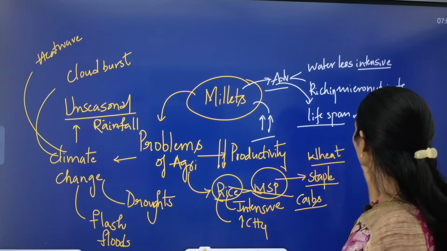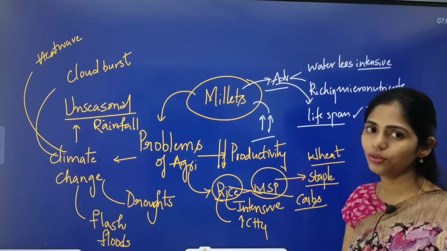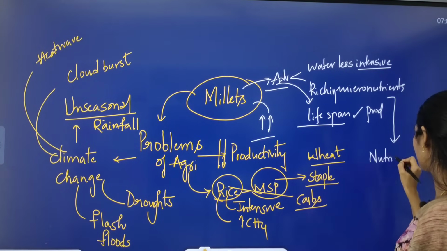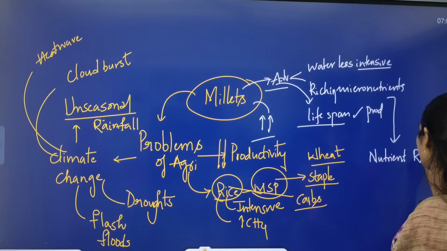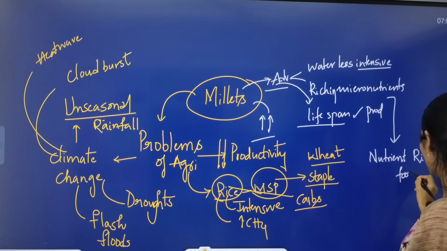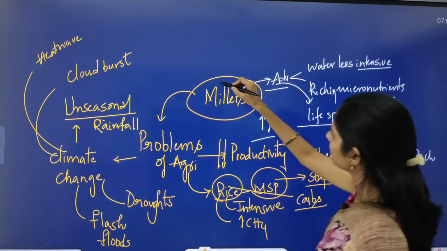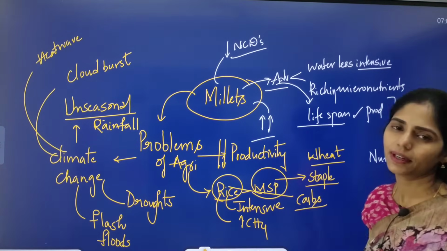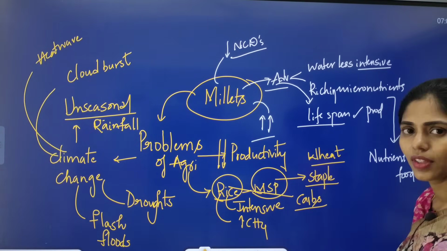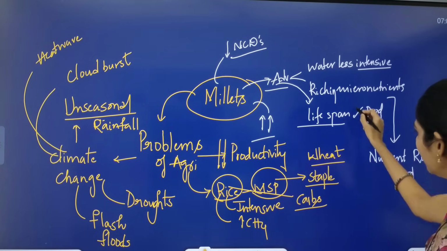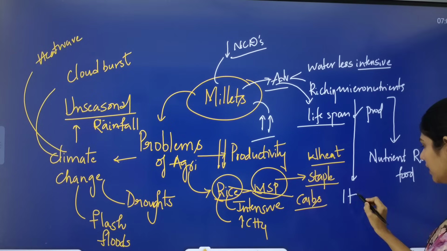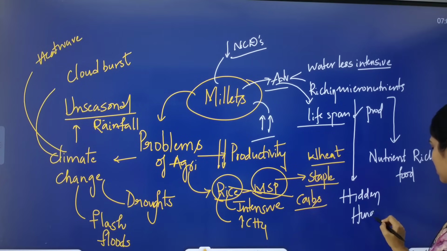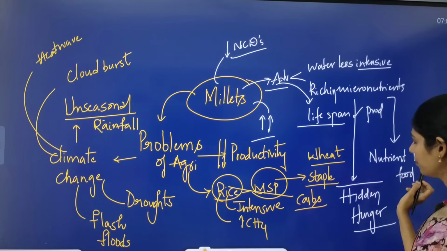Whenever we are focusing on these millets, as they are rich in micronutrients, they will be giving essential nutrient rich food. Whenever you are taking millet, there will also be a decrease in NCDs, that is non-communicable diseases like hypertension, diabetes, etc. And this will be helpful to address the issue called hidden hunger.